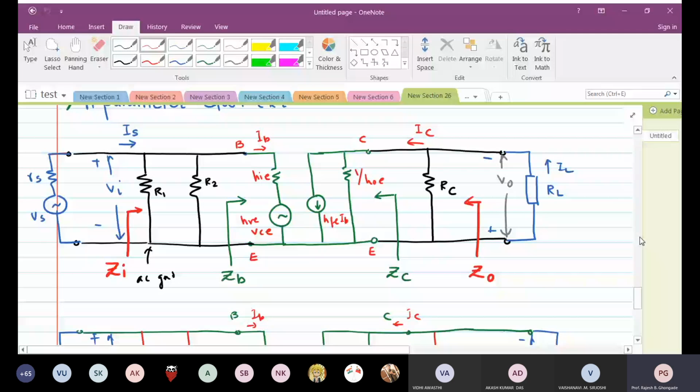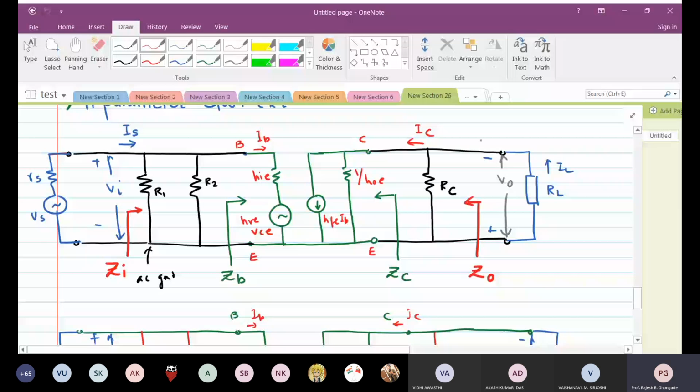Again, look at the big picture. What I am interested in is the input impedance, the output impedance, the voltage gain, the current gain, and if possible, the power gain. This is what we are interested in deriving for each of these circuits. Let us start with input impedance for the bypassed RE circuit.